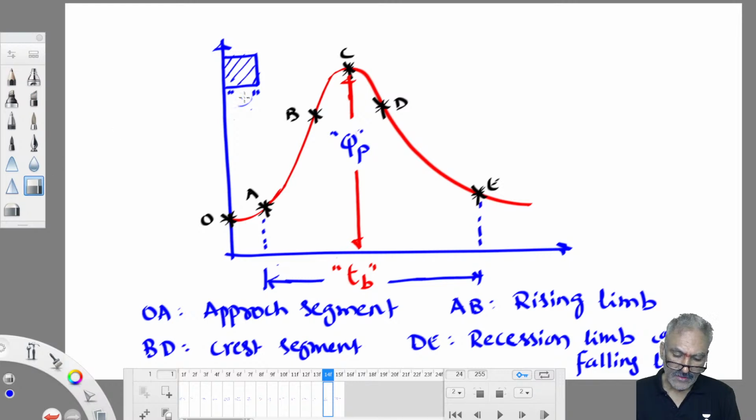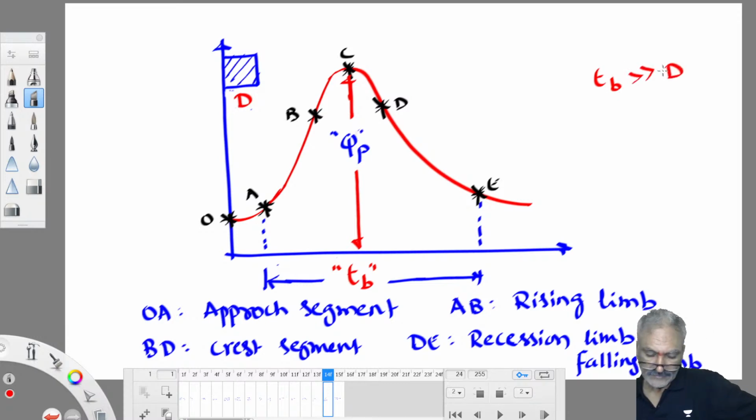And this one is called D. Rain has occurred only for D hours, but runoff commenced in a catchment for TB hours. So this TB is much greater than D. Okay? That point you have to remember.